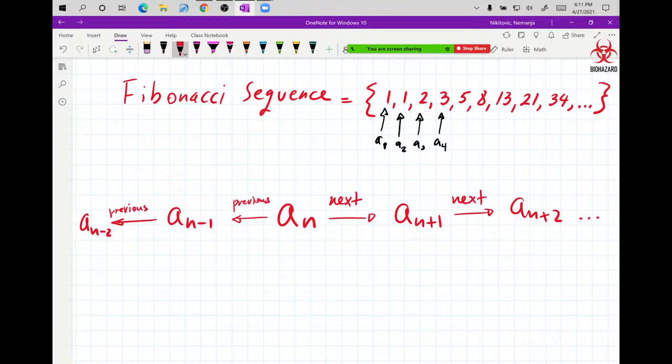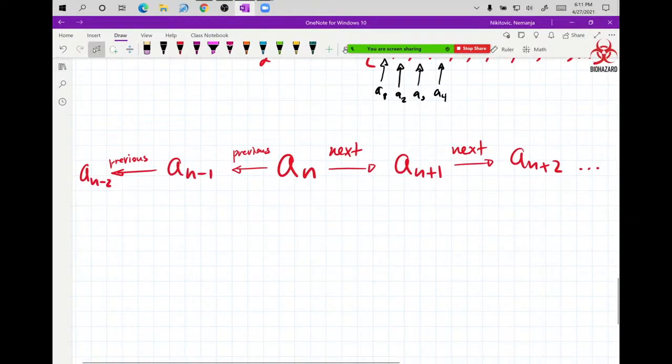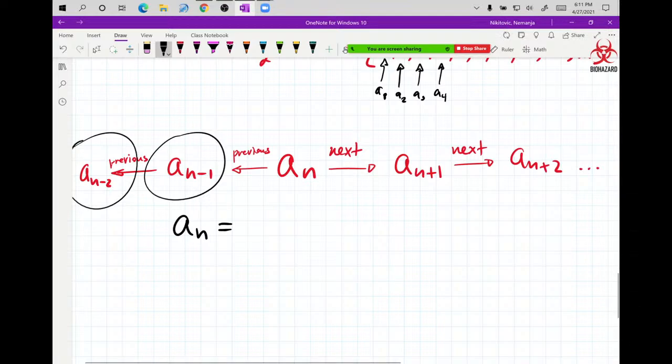So you can use any of these to make the formula for Fibonacci sequence, because no matter which one you pick, take the two before that one and add them up. So if you want your Fibonacci sequence to be defined as AN equals, then take these two and add them up for your formula, and there's your formula for Fibonacci sequence.